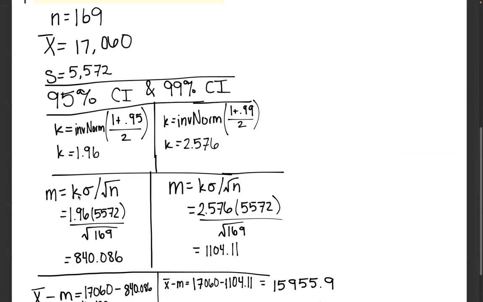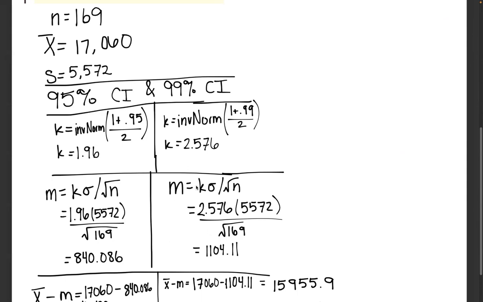All right, so now we need to find our M, so our margin of error. So that's K times sigma divided by the square root of N. So here, for the 95% confidence interval, our K was 1.96, our sigma is 5,572, and we divide that by the square root of N, which is 169. So our M equals 840.086 for the 95% confidence level.